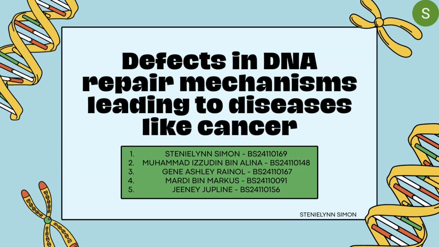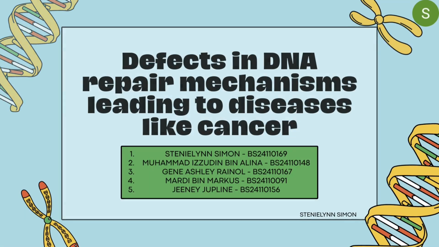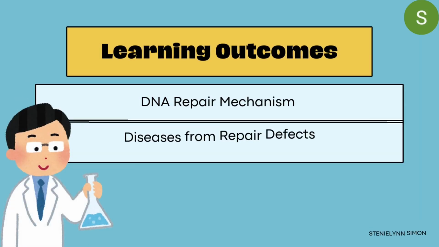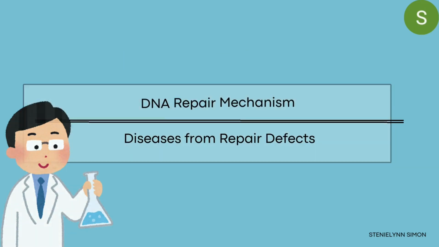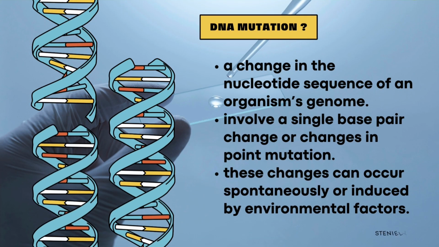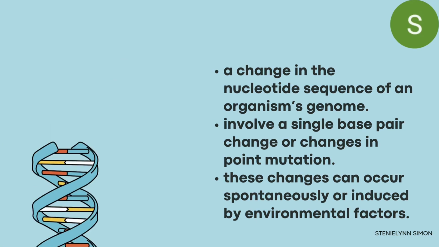In this video, my friends and I are going to explain the defects in DNA repair mechanisms that can lead to diseases like cancer. In this topic, we will learn about DNA repair mechanisms and the diseases that can arise from defects in this repair process. So, what is a DNA mutation? A DNA mutation is a change in the nucleotide sequence of an organism's genetic material. Essentially, it's a typo in the cell's instruction manual.